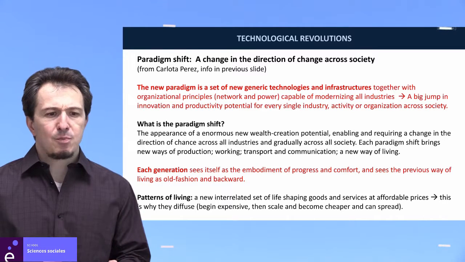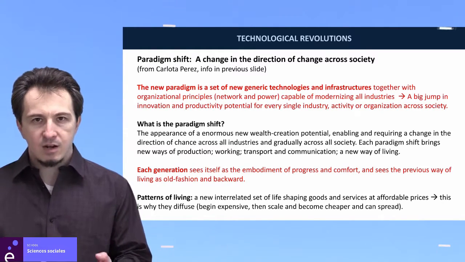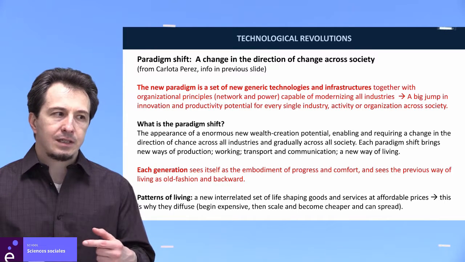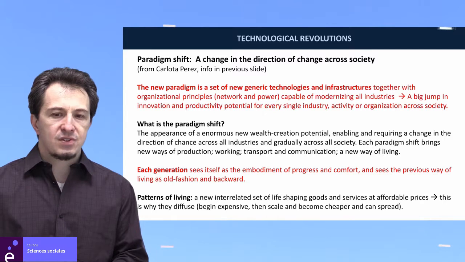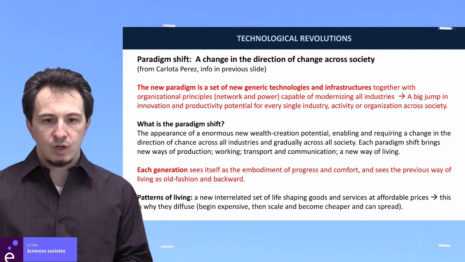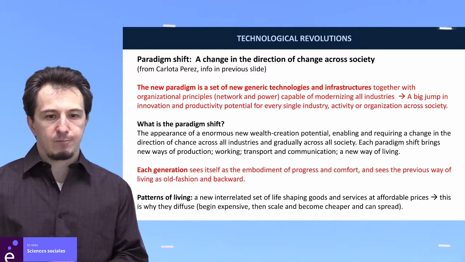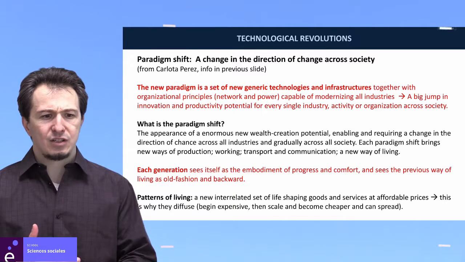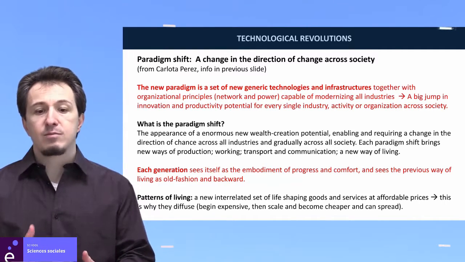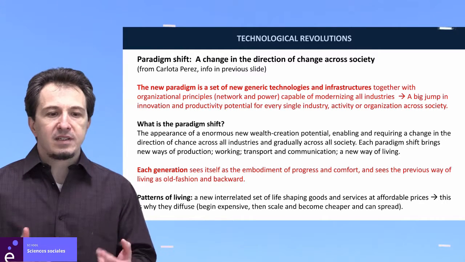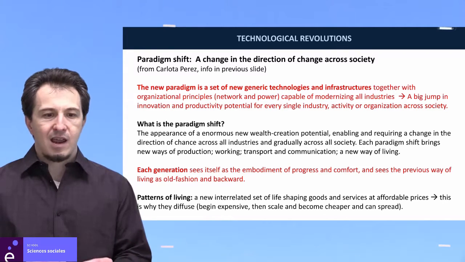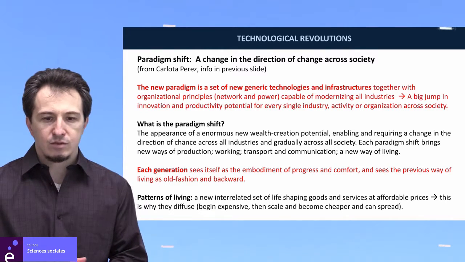So what happens is that this new paradigm is generating a set of new technologies and infrastructure. And along with that come the organizational principles, institutions, and all that, so that the industries that existed so far modernize. And this results in a big jump in innovation and the productivity potential for every industry across society and for all organizations. Now, why is this a paradigm shift? Because every shift like that is an enormous boost of wealth creation potential, which enables completely new things that didn't exist before. So it changes the ways of production, the ways of working, transport and communications, and in general it generates a new way of living.